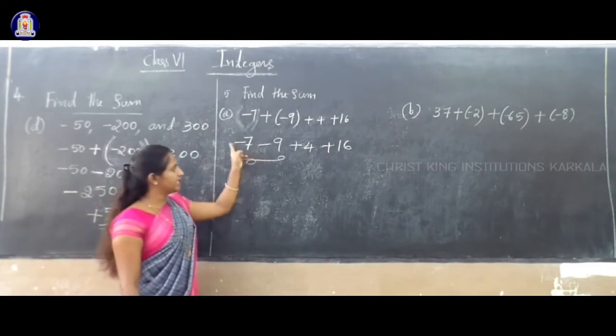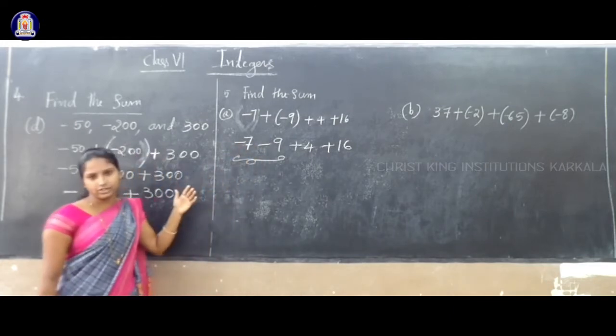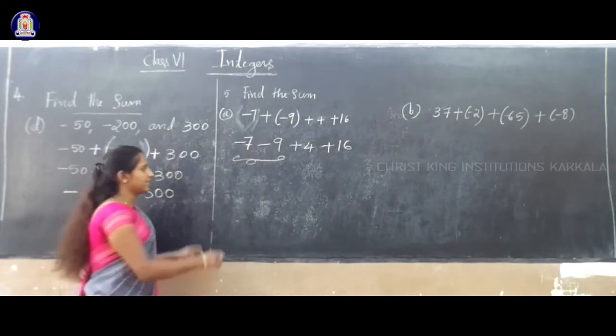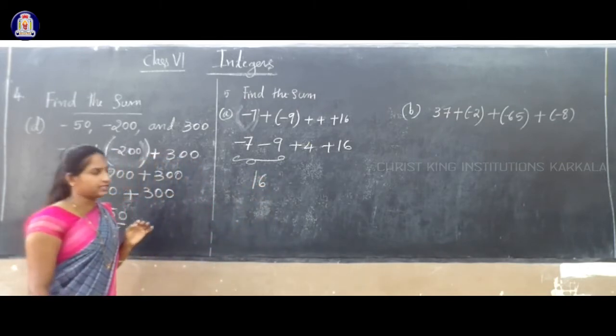Same sign, minus minus. You know, same sign means addition, right? So what is 7 plus 9? That is 16. Is it correct? 7 plus 9 is 16.